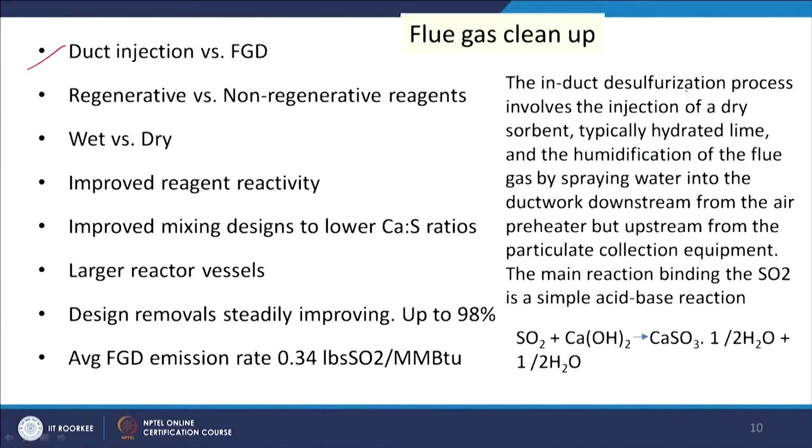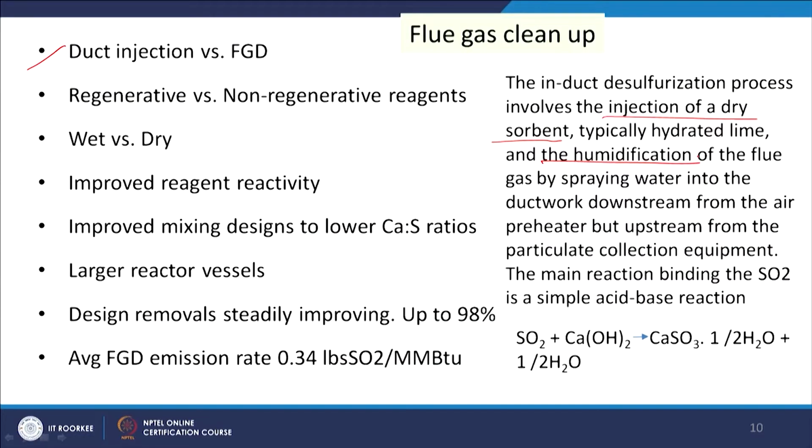So, what happens in the case of duct injection? We use a sorbent, a dry solvent injected in the duct, and then it is humidified by water downstream of the injection and upstream of the preheater from the particle collection equipment. This is the conventional method, but replacing this, if we use flue gas desulfurization, spray takes place, scrubbers are used, and in that case the efficiency improves for the removal of SOx from the flue gas.